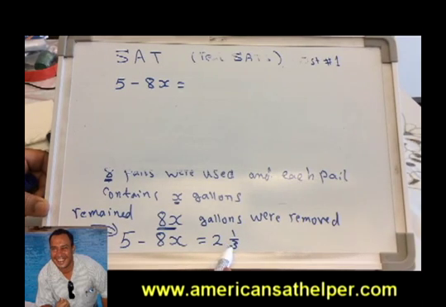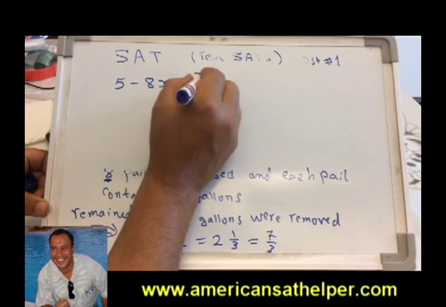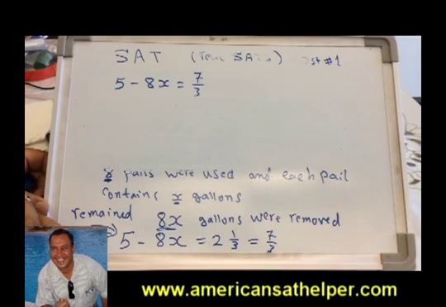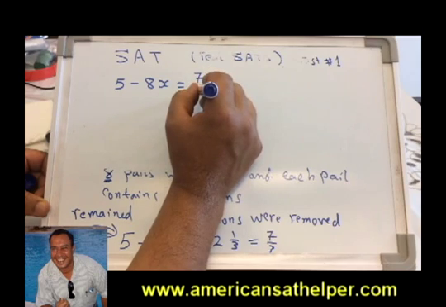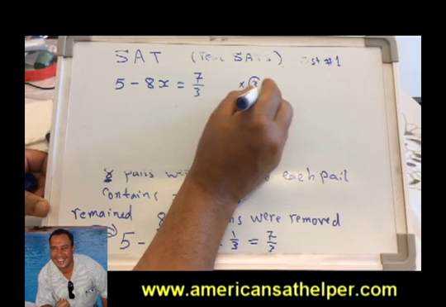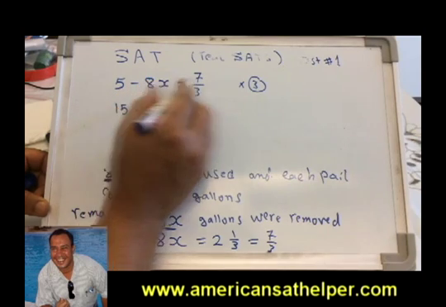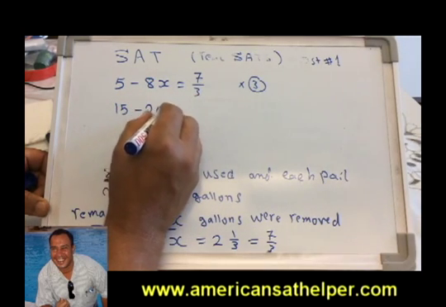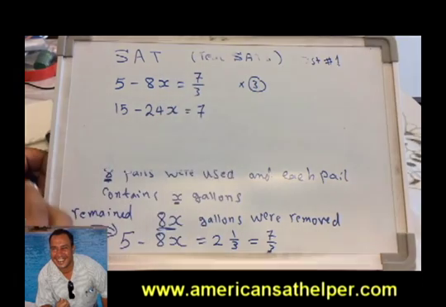You can change the mixed number into a fraction. 3 times 2, 6, plus 1, 7 over 3. This will be 7 over 3. Good. Now you can multiply all sides by 3 to get rid of the fraction. Multiply by 3. 5 multiplied by 3, 15, minus 8x multiplied by 3, 24x. And this multiplied by 3, the 3's cancel each other, the rest will be 7.